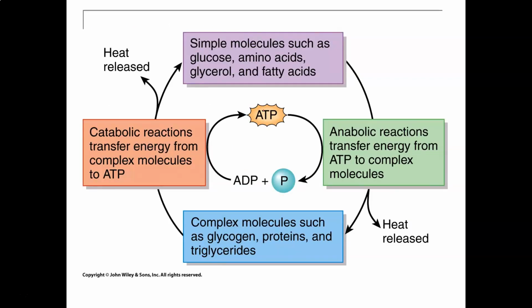So again, ATP is really what the digestive system is all about, obtaining, or to a large extent, obtaining nutrients that can then be used to make ATP by catabolic reactions, and then that ATP can be used to make molecules that the cells need, like proteins.